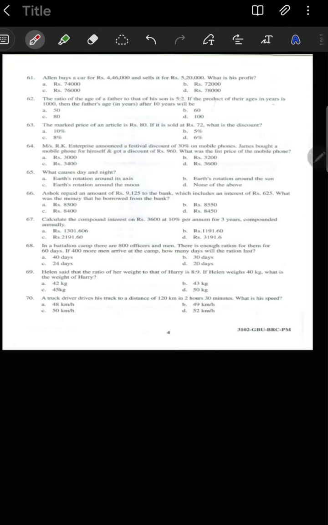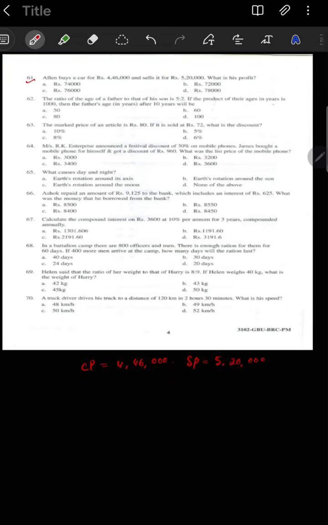So here question number 61, they ask: Alan buys a car for rupees 4 lakh and 46,000 and sells it for rupees 5 lakh and 20,000. What is his profit? So here, if you see, the cost price is given, 4 lakh and 46,000, and then again they have given you the selling price. Selling price is 5 lakh and 20,000, given in the question.